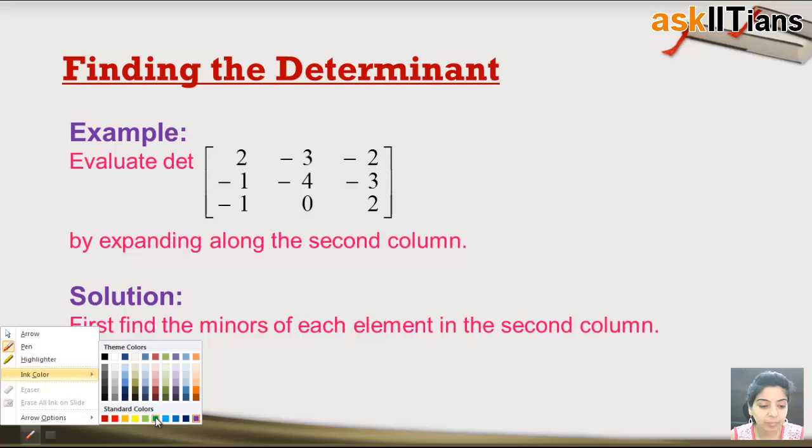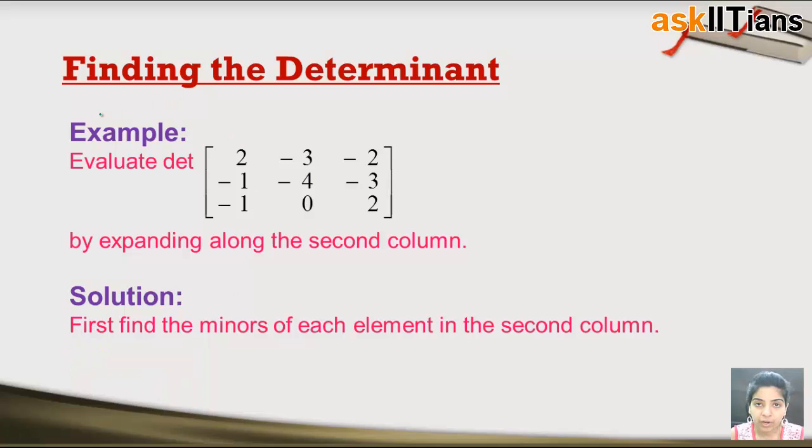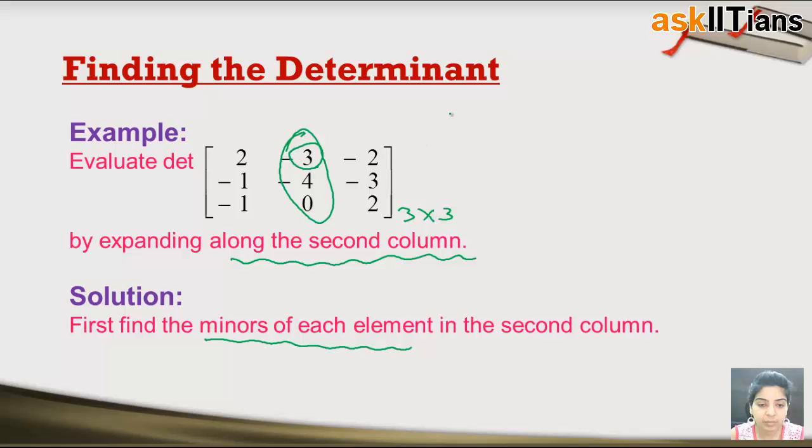So we have an example in this context to find out the determinant. Suppose we have this 3 cross 3 matrix and we wish to find out its determinant by expanding along the second column. Second column is this one. So either you can expand it directly, as we have already discussed in the previous session, or you can first find out the minors of each element in the second column. So we'll start with this, we'll take up this element.